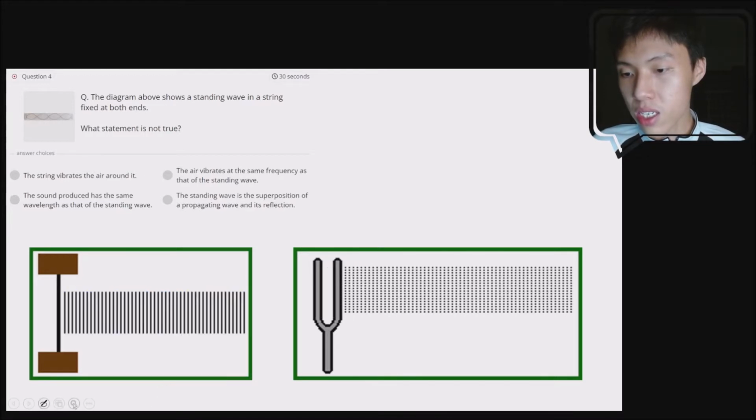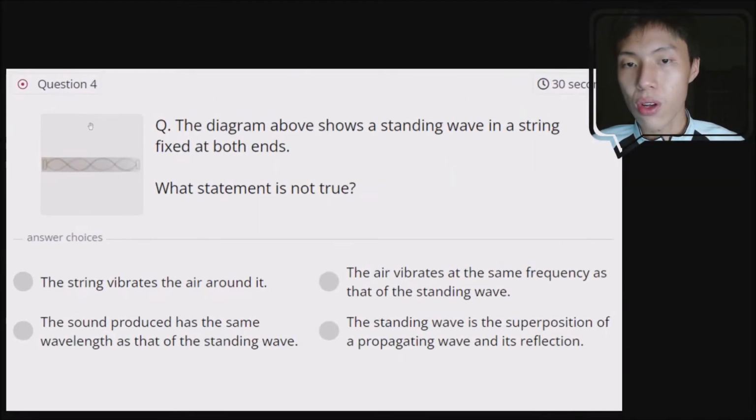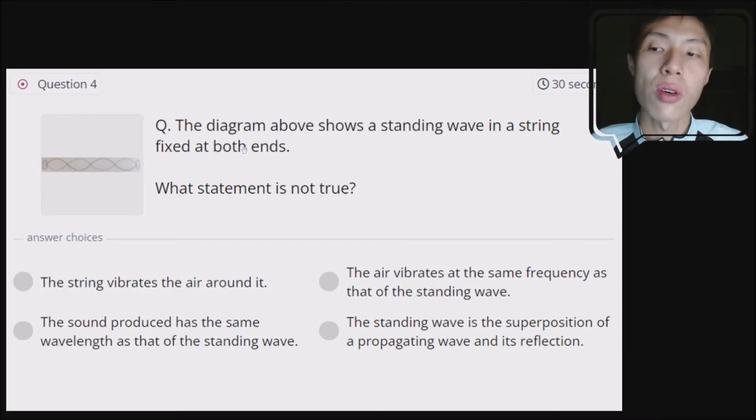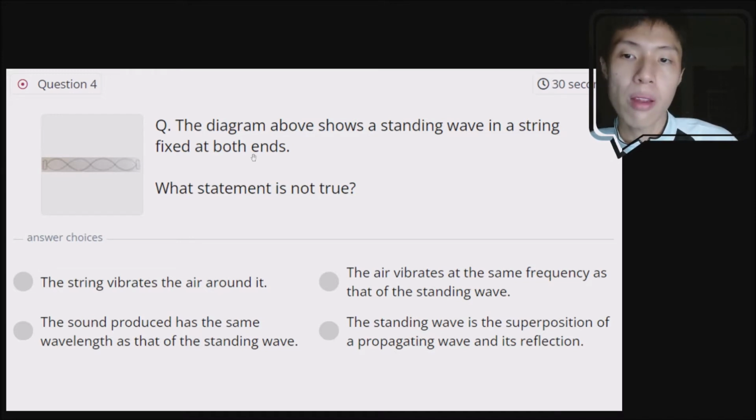So this is question 4. Question 4 says the diagram above, which is this diagram over here, shows a standing wave in a string fixed at both ends. So again, you see that at both ends over here, you should expect a node, because the displacement at both ends must always be equal to 0. You fix the end already, it cannot move. So the y must be equal to 0 at both ends. Therefore, it's a node at both ends.